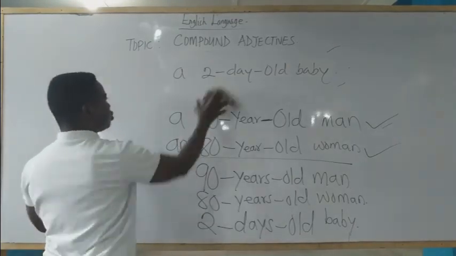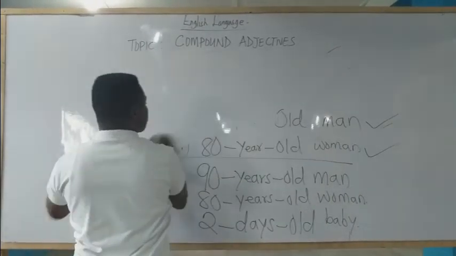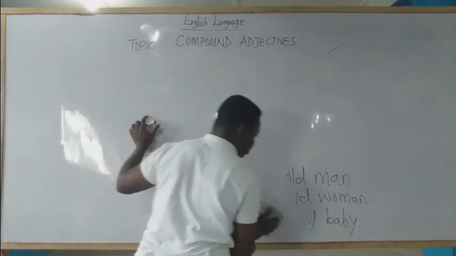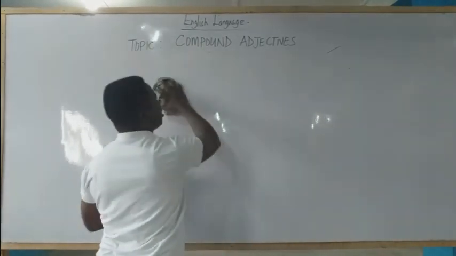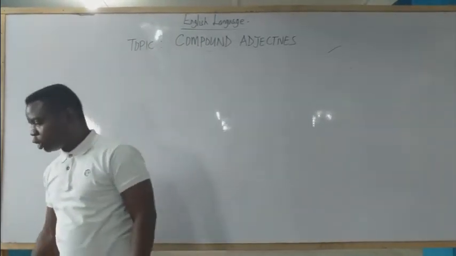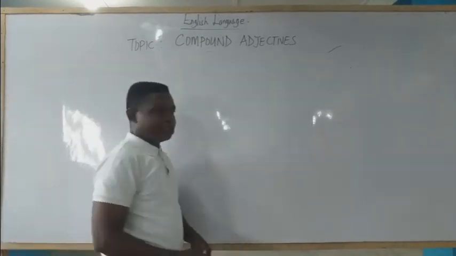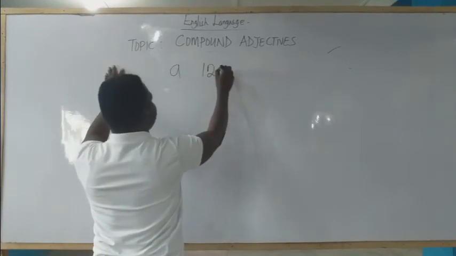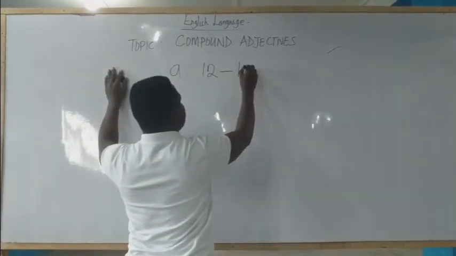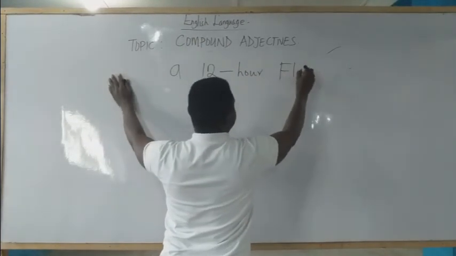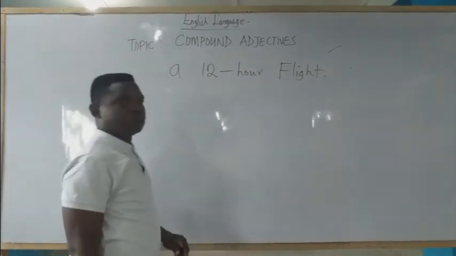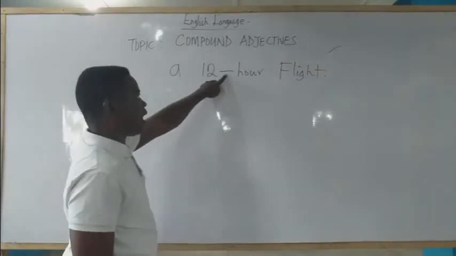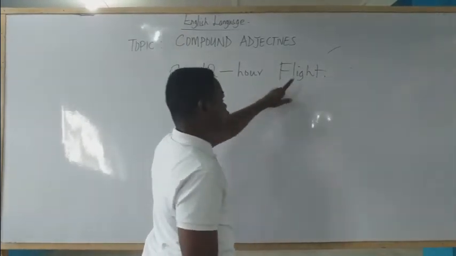This is the second formation of compound word adjective. Now, the last formation is when compound adjectives are used to show ownership. Yes. When you use compound adjectives to show ownership or possession, how will it appear? Now look up. If I have a 12-hour flat, this is a compound word. This is correct based on the first step I gave you: article, number, hyphen, nominal, and singular word. This is correct.